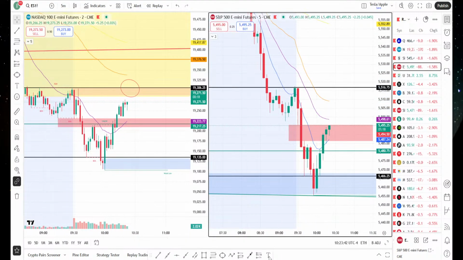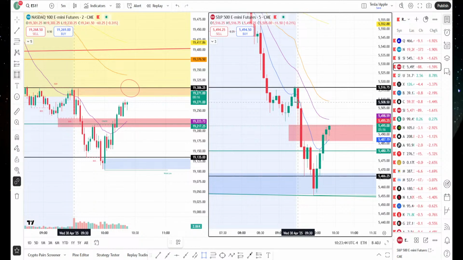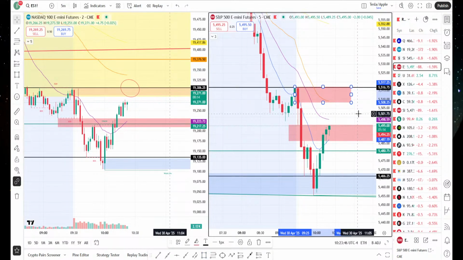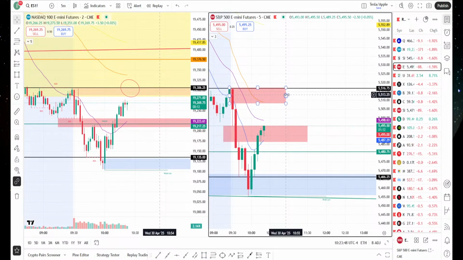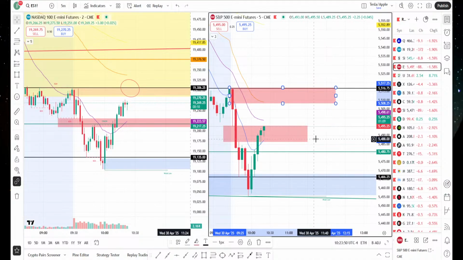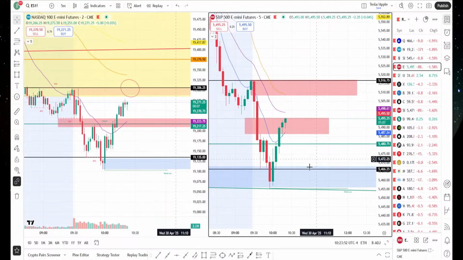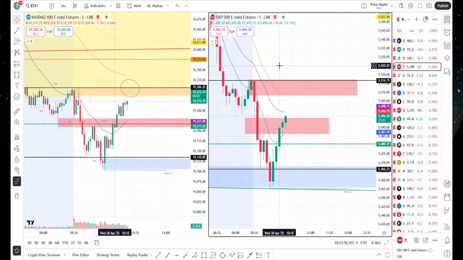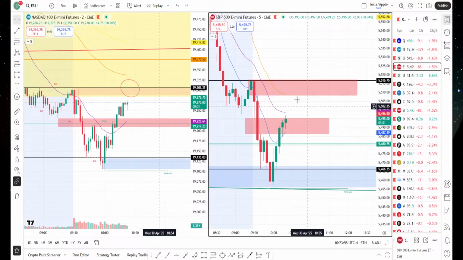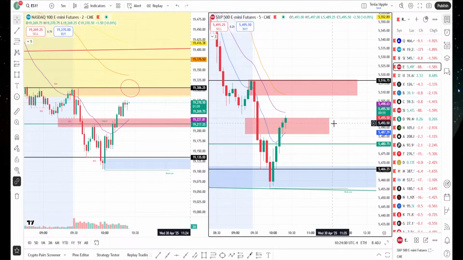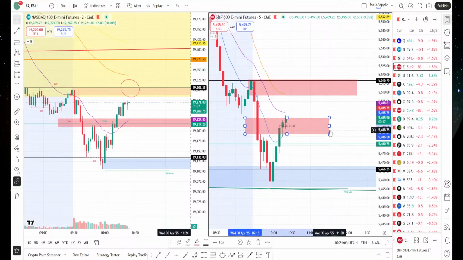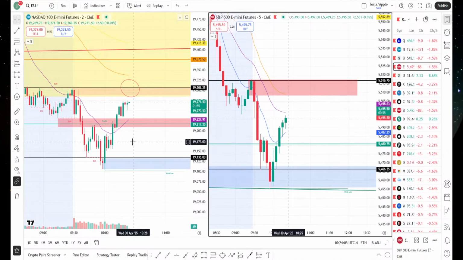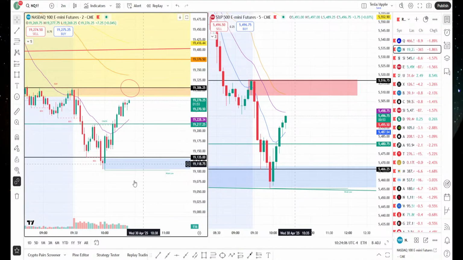Supply zone is up here on the ES, S&P. The supply zone is up here, and since we already filled this fair value gap, I'm just going to take it off. Replay this one. I'm going to take it off.